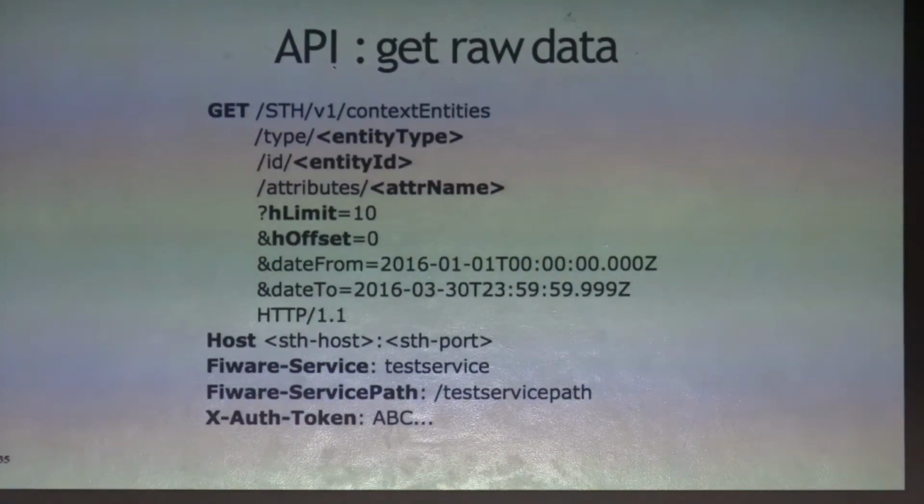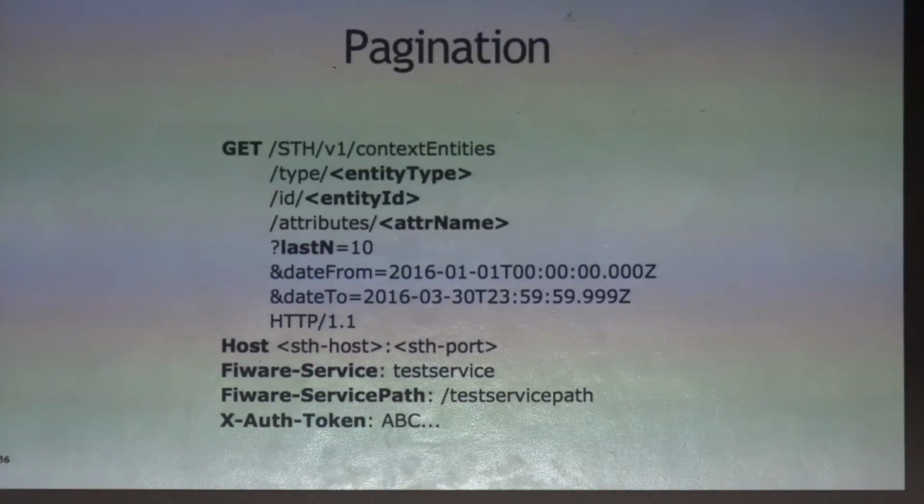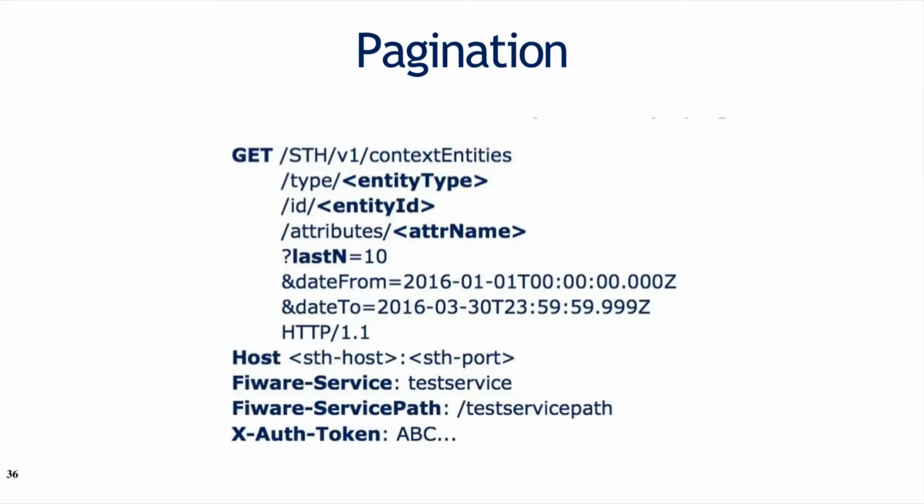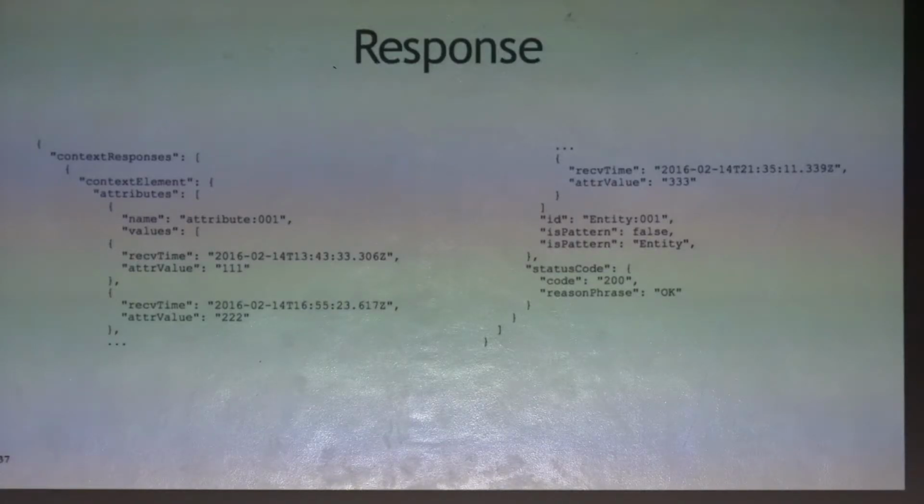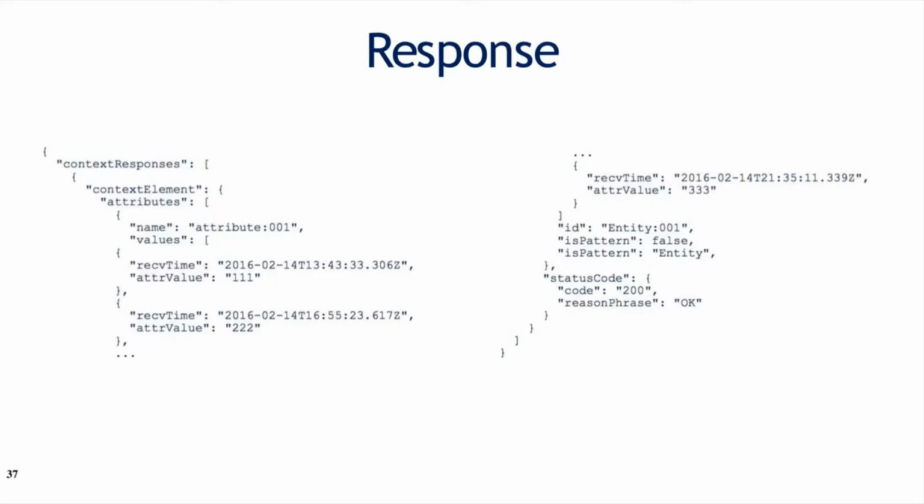So here I define my FIWARE service and service path. Now you can see the auth token, because in this example they're using the authentication and authorization mechanism of FIWARE. You also have the possibility of pagination, if you want just the top 10 pages, as in this example. This is the kind of response you get.